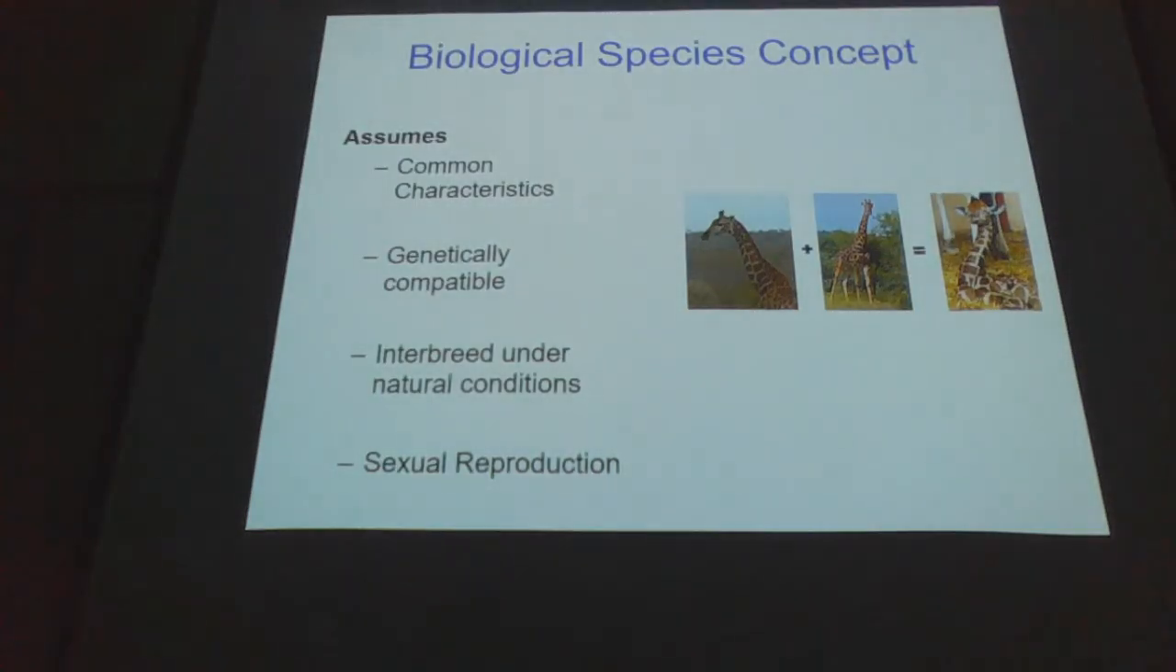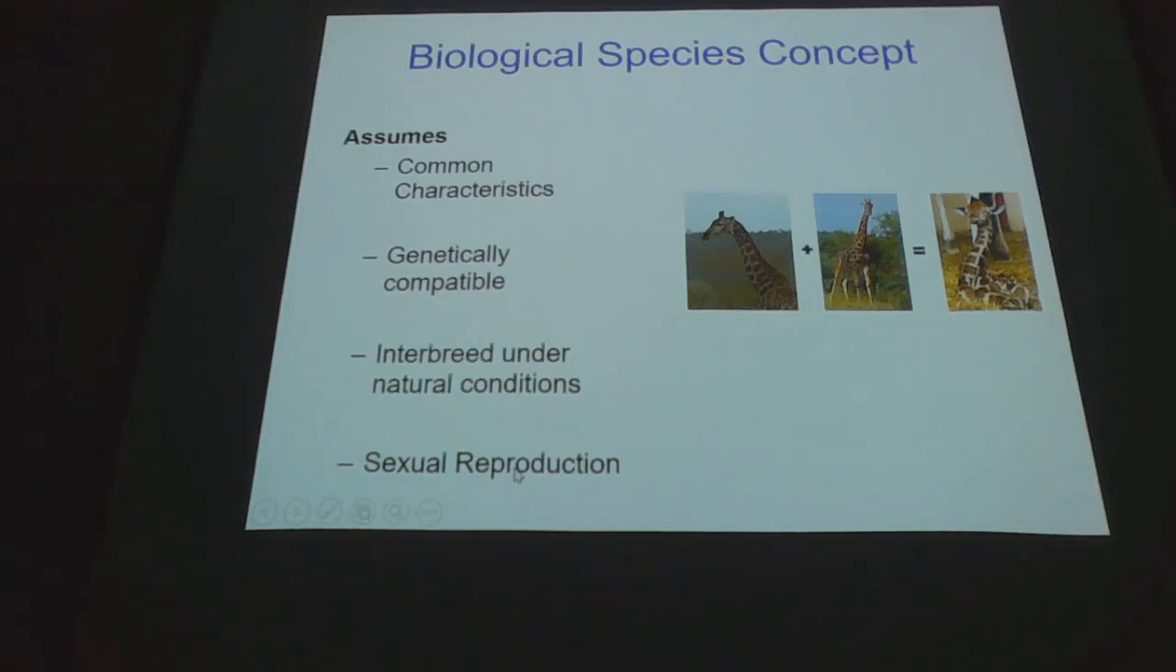Okay, so obviously, if two organisms belong to the same species and therefore we can apply the biological species concept and its principles, it goes with it that these two organisms will have very common characteristics, right? If I'm Homo sapiens, I'm Homo sapiens, and there is genetic compatibility between me and another Homo sapiens, who interbreed under natural conditions.